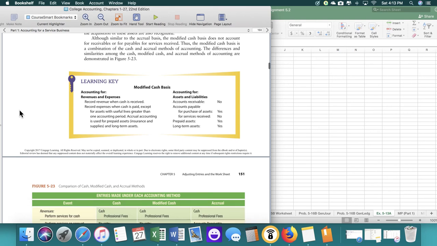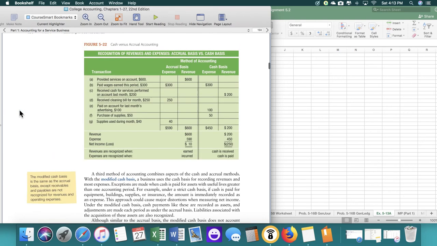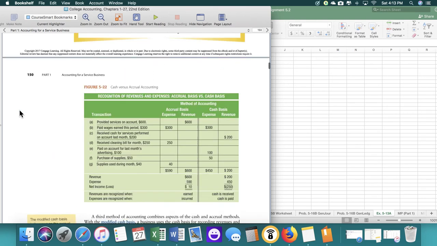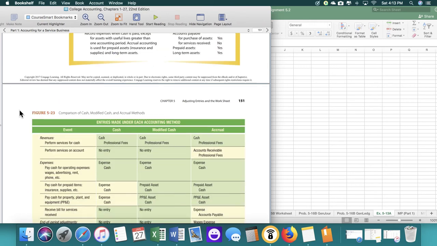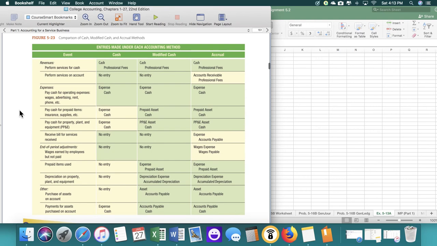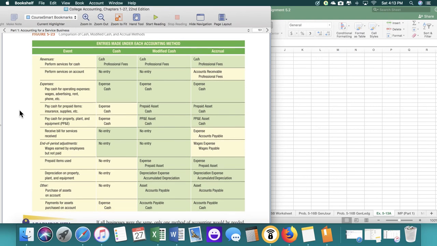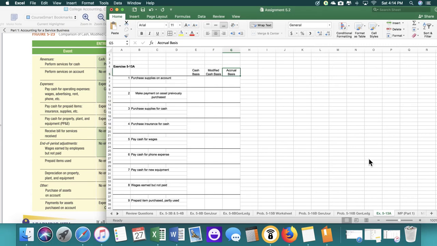So basically, pages 149, 150, and 151 are going to be your best friends for this assignment. Figure 5-23 gives you a great example of when you record. And this is basically what our assignment is going to look like.